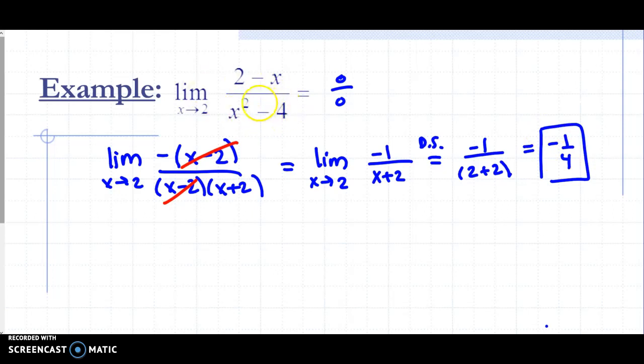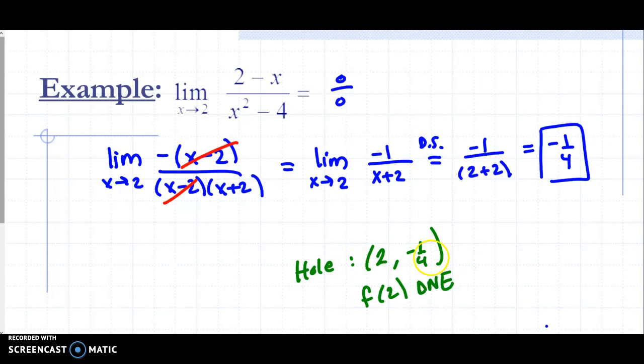Okay? Now you might be thinking, well, what happened to the x equals 2 in the original function? Because that is significant. Well, in case you were wondering, which hopefully you are, there's a hole there. There's a hole at the ordered pair 2, negative 1/4. However, just keep in mind that f of 2 does not exist because there's a hole there. We'll talk more about this later on, but that's kind of a little preview.